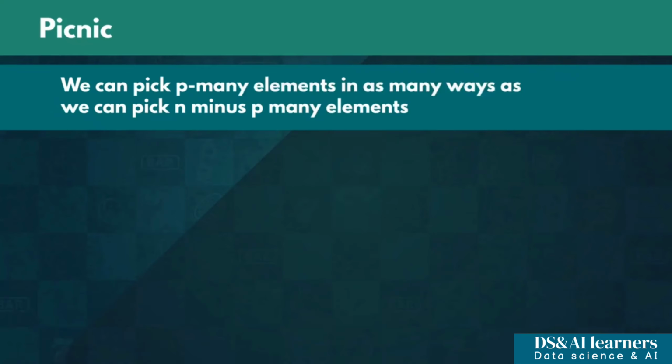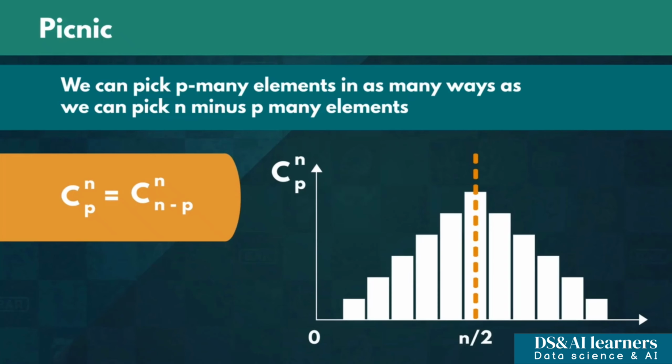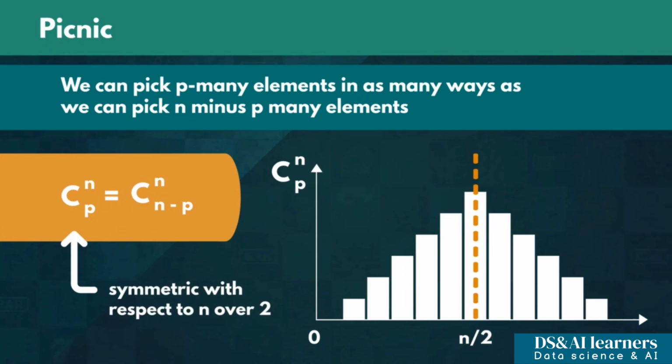In the general case, we can pick p many elements in as many ways as we can pick n minus p many elements. This shows us that when it comes to combinations, the number of possible ways in which p many elements can be selected is symmetric with respect to n over 2. And this symmetry is the topic of this lesson.